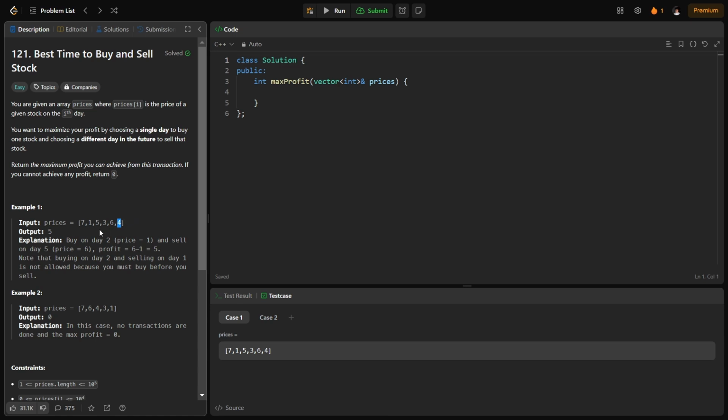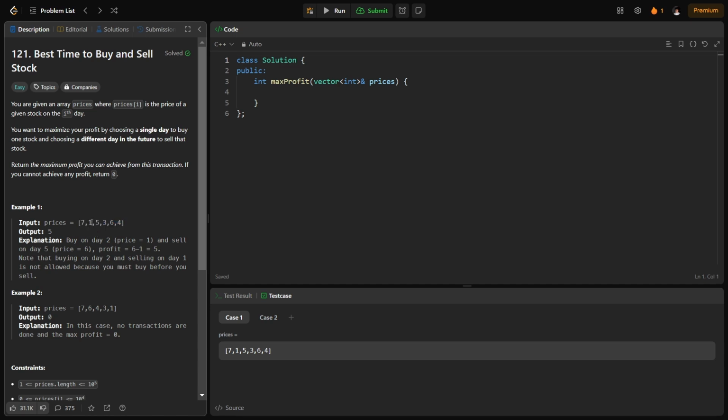But at the same time, you need to maximize profit. So if you buy, let's say, on day 1, you need to sell it someday, right? Because if you don't sell it, you would anyways be at a loss, right? So if you buy on day 1 and then sell on a later day, if you buy at 7 and sell at 5, you have a profit of -2. But if you bought it on day 2 and sold it on, let's say, day 6, you would have a profit of 5. And that is the maximum profit you can get out of this one.